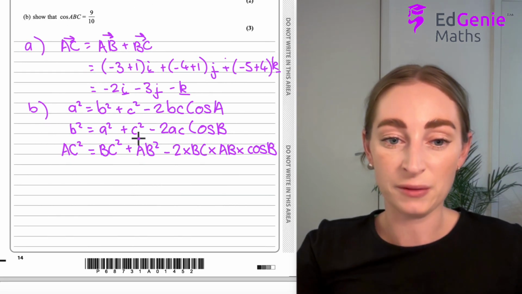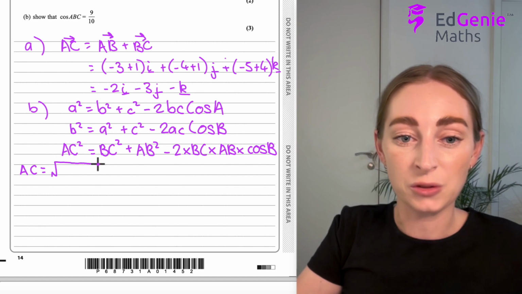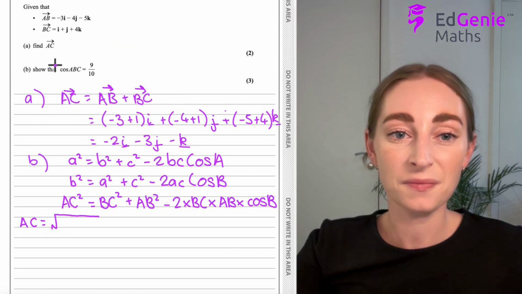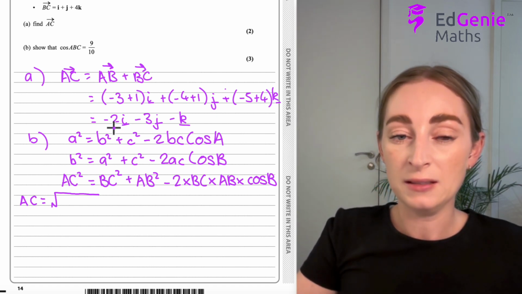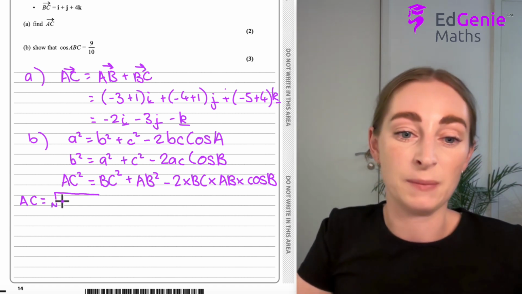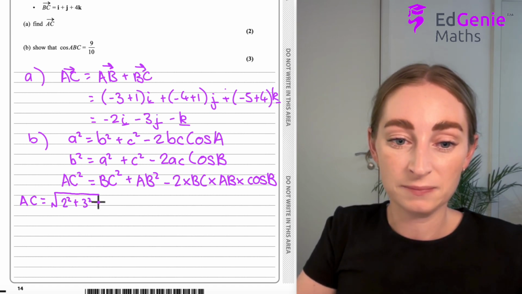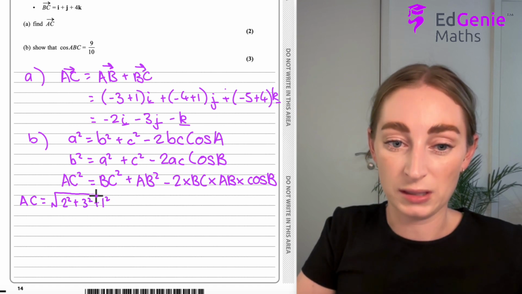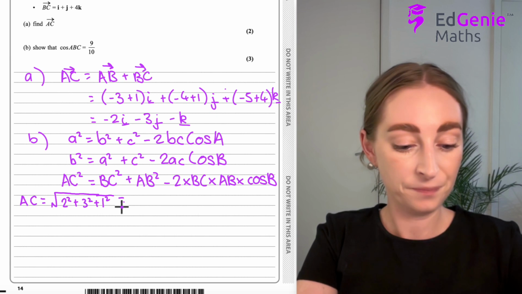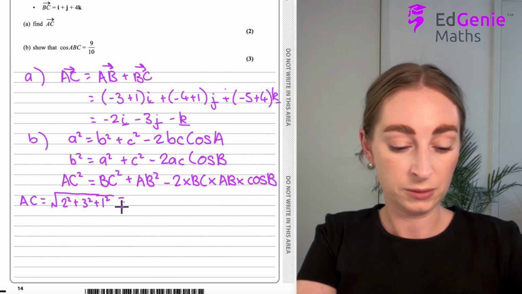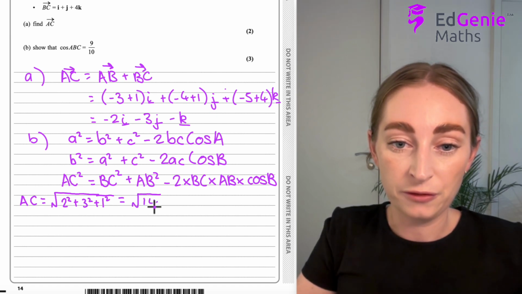So let's have a go at finding these different values. AC is going to be the square root of, it's over here, -2 squared. Of course, if we're squaring a negative, the negative doesn't matter, so I'm just going to put 2 squared plus 3 squared plus 1 squared. And if I put that into my calculator, that is the square root of 14.